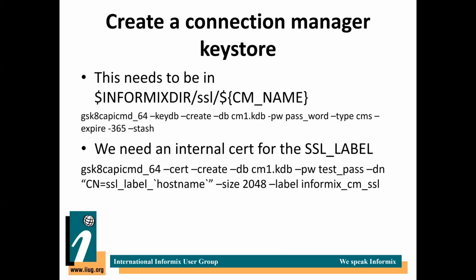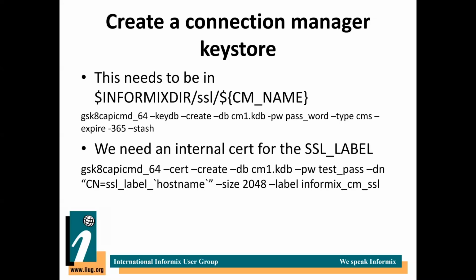If you look at the first GSK command, we're going to create database cm1.kdb. We're going to give it a password. We're going to say it expires after a year. We're going to stash it, however you need to configure it. Then the second part is we need to create an internal certificate for the SSL label. So you create it with a password, the same way we did before.